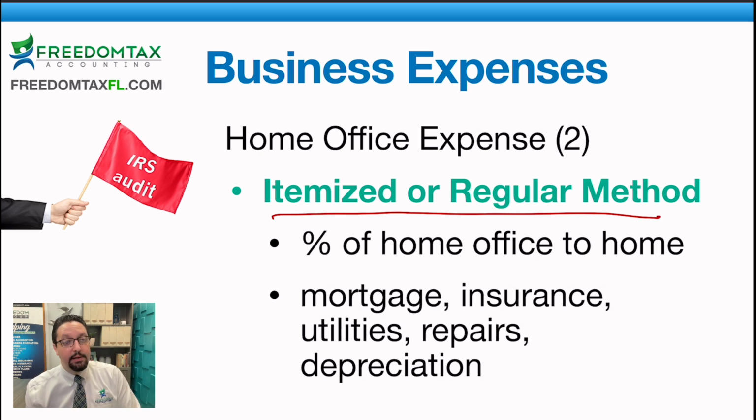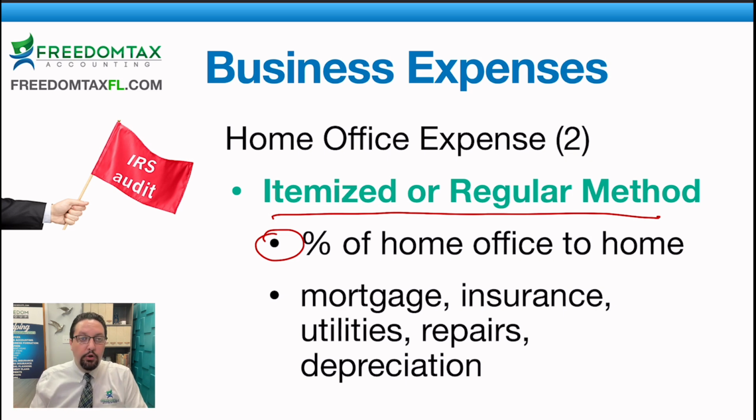Now, the second way that you can take the home office expense is using the itemized or regular method. This is a little bit more complicated, but once again, depending on the case, it may be worthwhile going through a little bit more work because you're going to get a higher tax deduction. Basically, the first step is that you need to calculate the percentage of the home office compared to your home. For example, let's say that you have a 2,000 square feet home, and in it you have a 200 square feet home office. So that's 10% of the total square footage of the home.